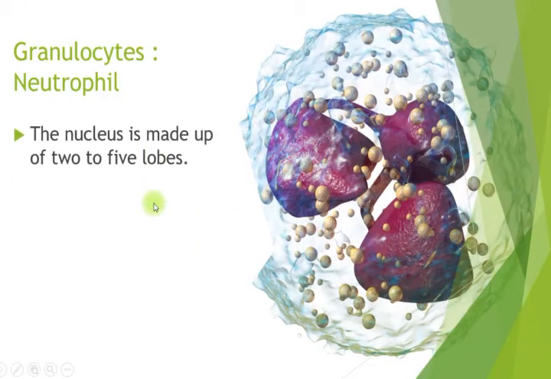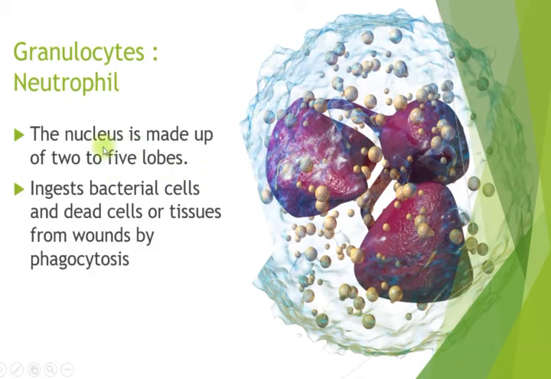We go one by one through the granulocytes. So this is the neutrophil. You can see there are many granules inside the neutrophil, and the nucleus is made up of two to five lobes. We can see the nucleus consists of lobes. What is the function of the neutrophil? It ingests bacterial cells and dead cells or tissues from wounds by phagocytosis.